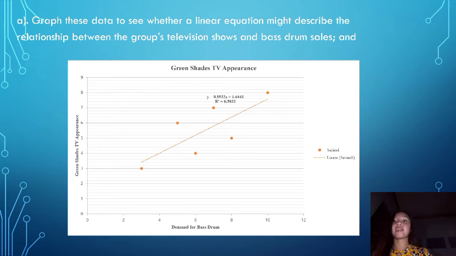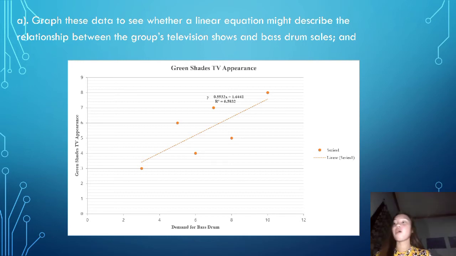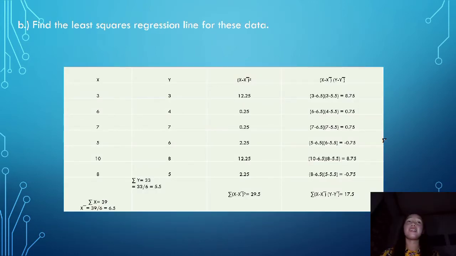Then we click the insert bar and choose insert scatter chart in the Excel, and this is the result of the graph in the linear equation. As you can see in the table on the left side, we have the x variable, which is the demand for bass drums. On the right side, we have the y variable, which is the Green-Shades TV appearance. This is the given formula of problem 1.